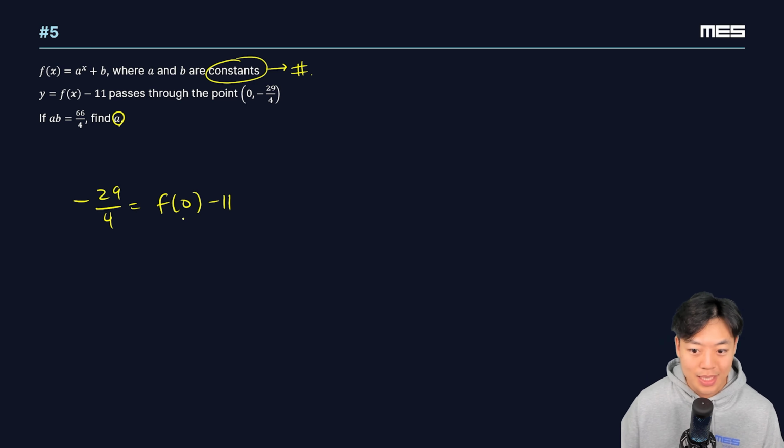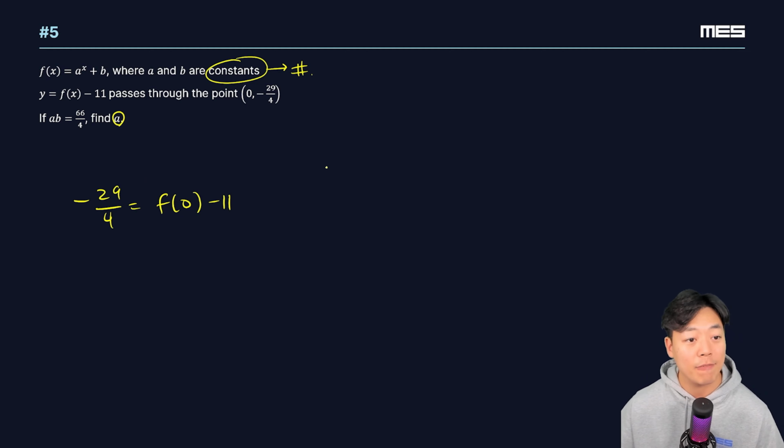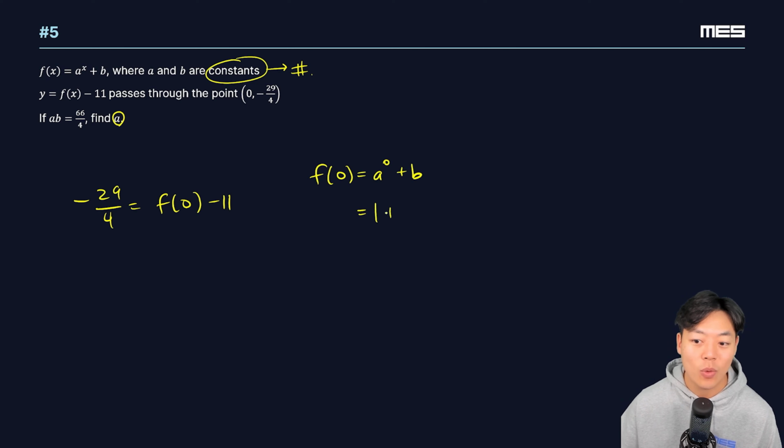The most common misconception or mistake that students made was that f of 0 will equal 0. But be careful here. F of 0 will equal a to the 0 plus b. Anything to the 0 power is 1. Or they said f of 0 is just going to be b without that 1. So that's what led to student mistakes, the most common mistake. So f of 0 is 1 plus b.